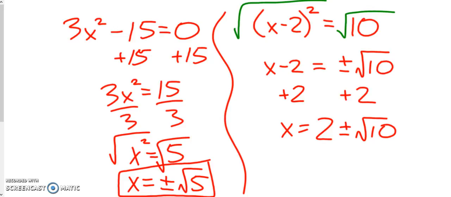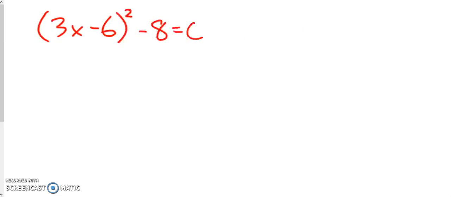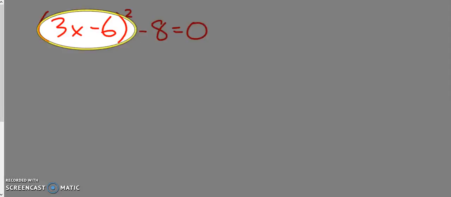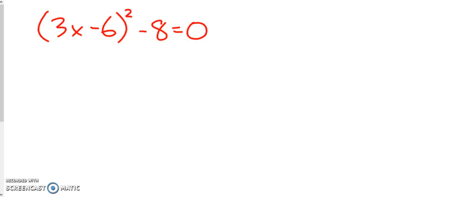Now, let's take a look at a couple more. 3x minus 6 quantity squared minus 8 equals 0. Well, once again, I want to try to get the thing that's squared, in other words, this thing right here, isolated. So, I can accomplish that by adding 8 to both sides.